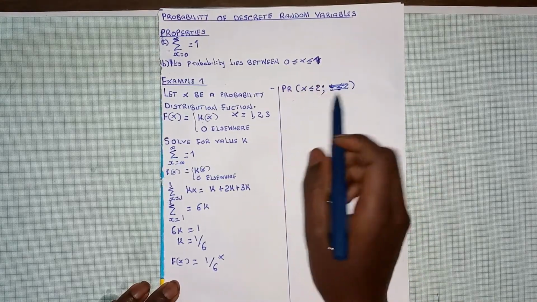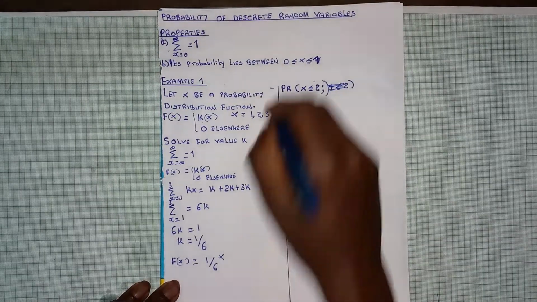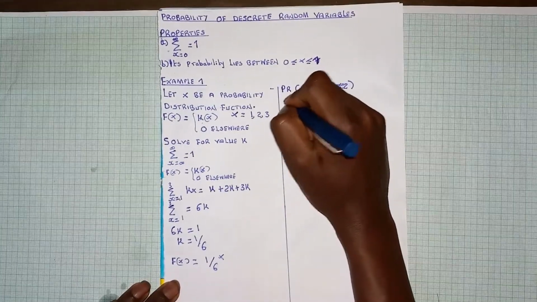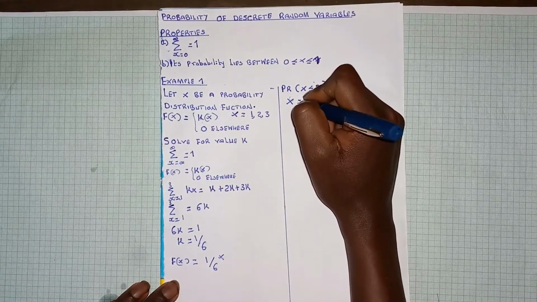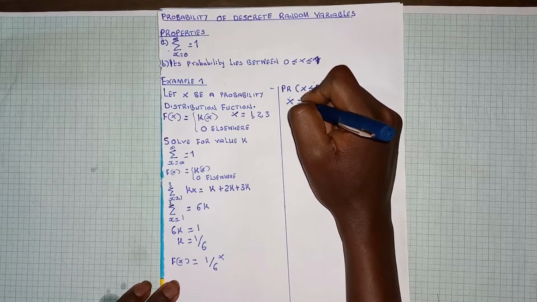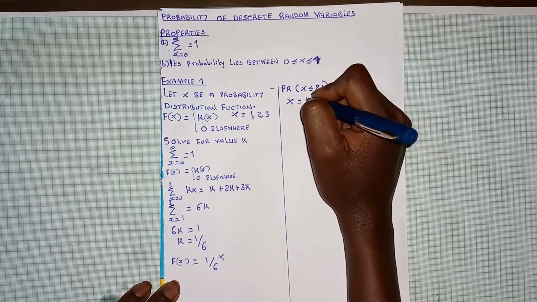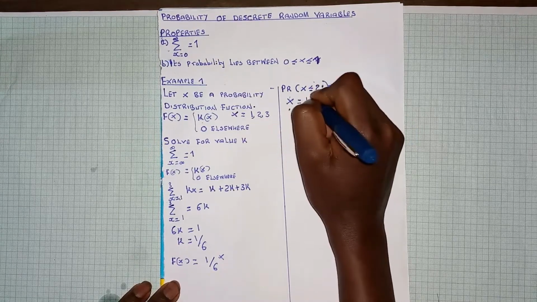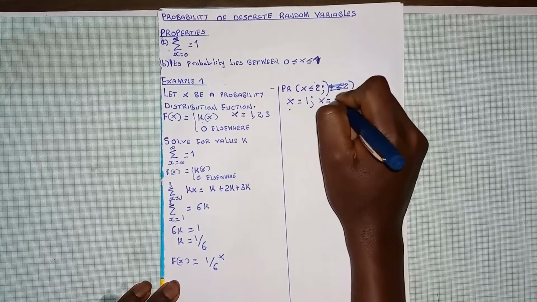So the probability that x is less than 2. If x is less than 2, x can be equal to 1, but it cannot be equal to 0, since if it is 0, it would mean the event did not happen. So x can be equal to 1, and also x can be equal to 2.